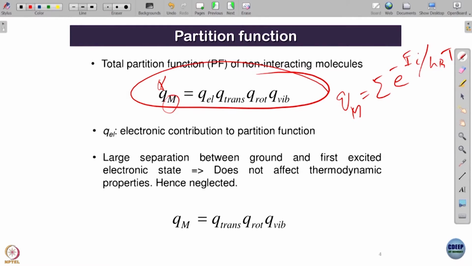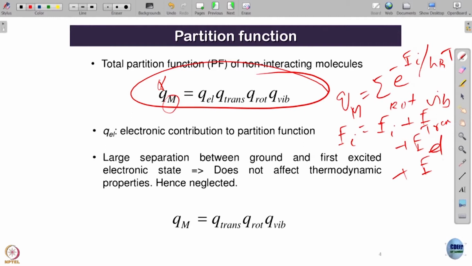We have to change that later as we go along. And then the energy is a sum over rotation, vibration, translation, and electronic: E equals E rotation plus E vibration plus E translation plus E electronic. Then these are separate sums, so they go into a product. So, the total molecular partition function is the product of the partition functions of electronic, translation, rotation, and vibration.